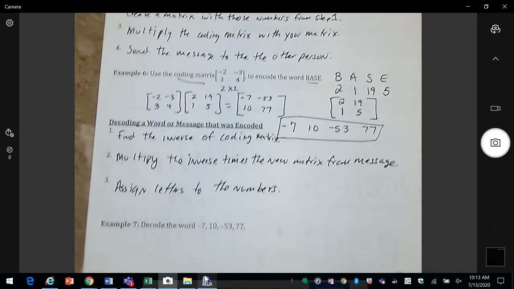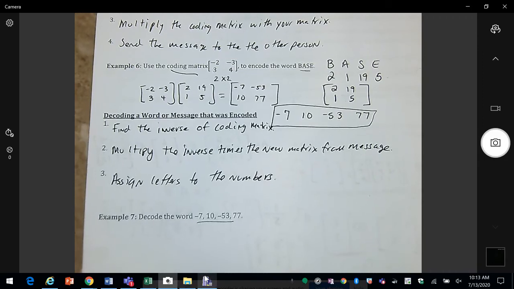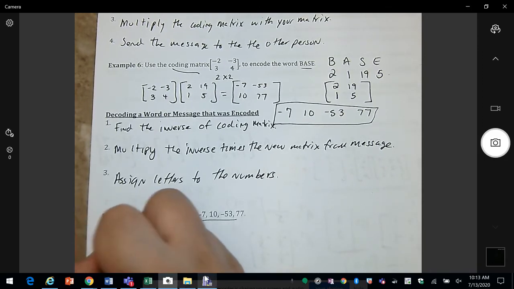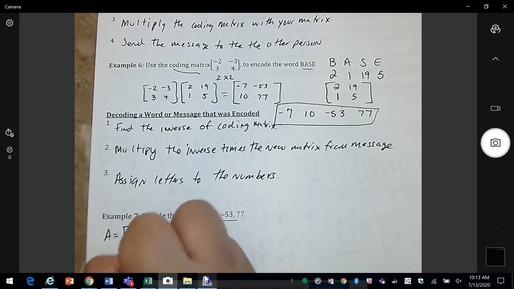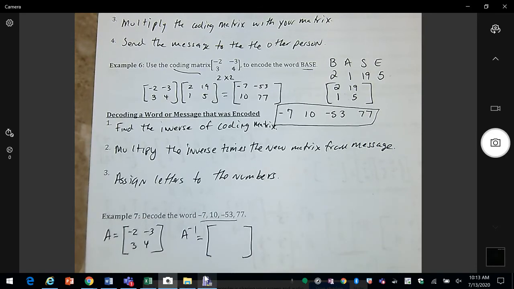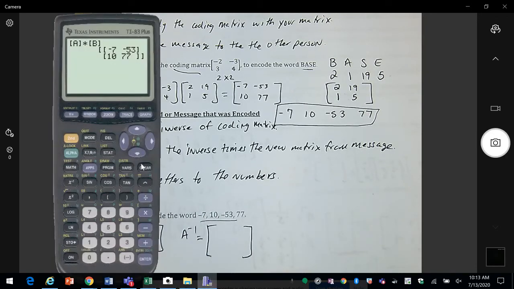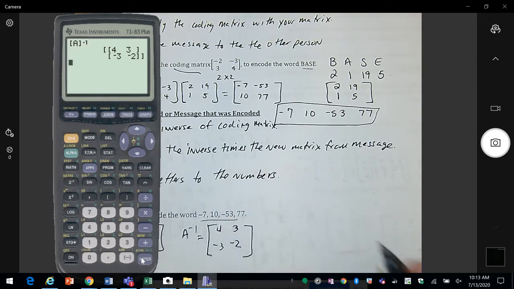Okay, so for example, this is the message that we just got up here. So somebody sent me this. Although I know my coding matrix is A, what I first have to do is find that inverse. Okay, so I'm going to use a calculator. Second matrix, A, I'm going to find the inverse. And my inverse is 4, 3, -3, and -2.